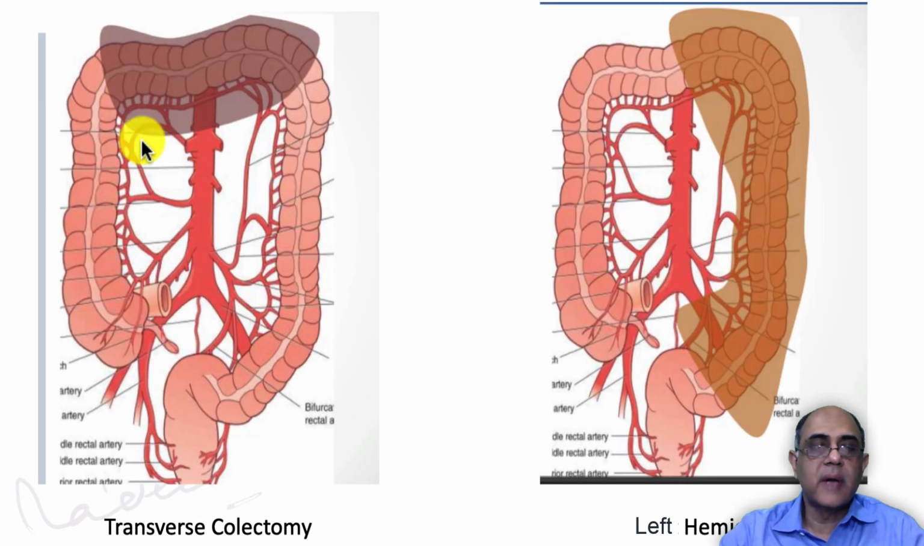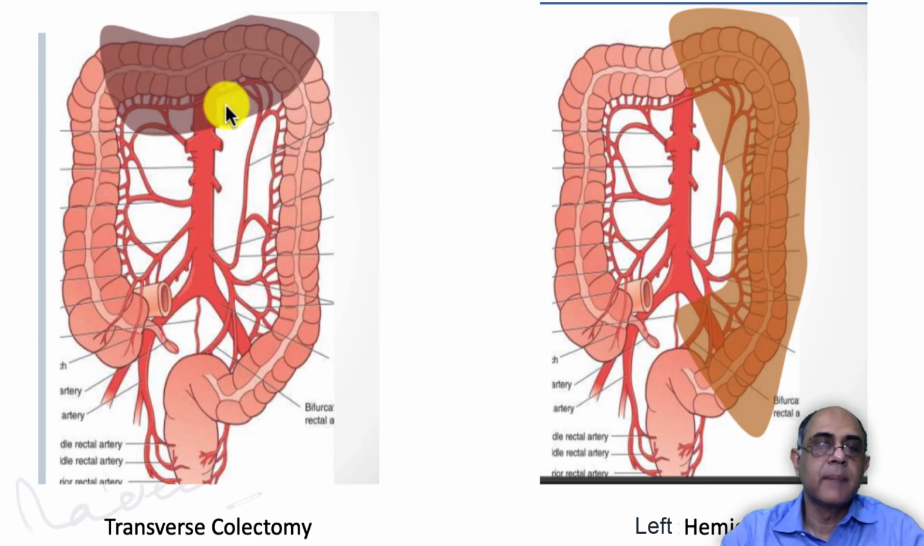When you do the transverse colectomy for the tumors of the mid transverse colon, you have to ligate the middle colic artery and part of the branches of the left colic artery, and you have to unite both of the colon together. Now there is a debate about this transverse colectomy versus the extended right hemicolectomy.